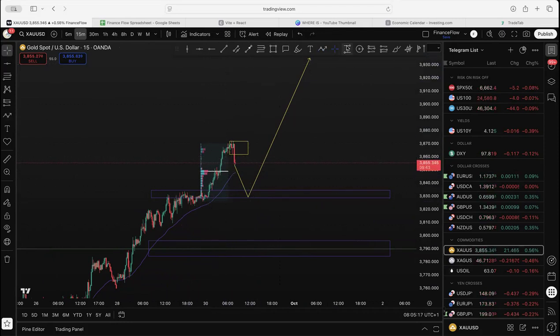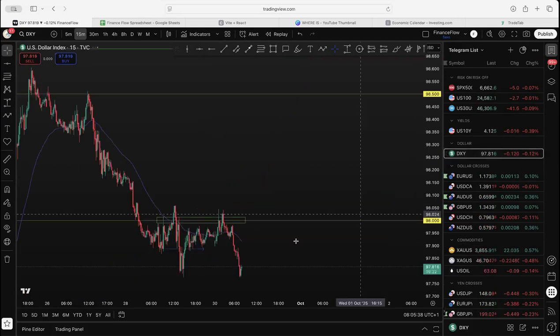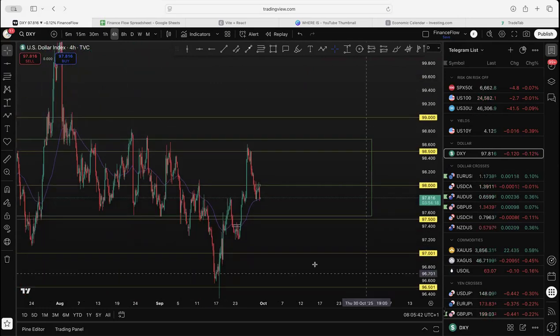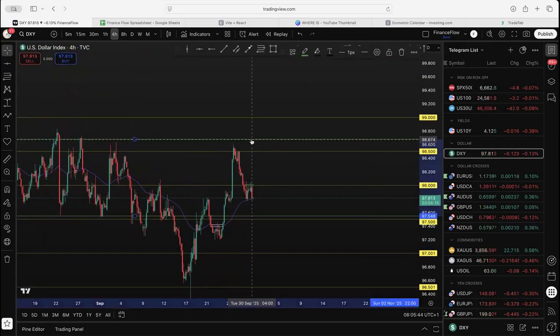It traveled a lot. If you look at gold, how much did it travel during Asia? That's basically 450 pips it traveled yesterday in Asia, which is crazy. So we'll wait and see. Dollar, obviously, just testing these lows here. If we look at this on a slightly higher time frame here, I'll get rid of some of this.